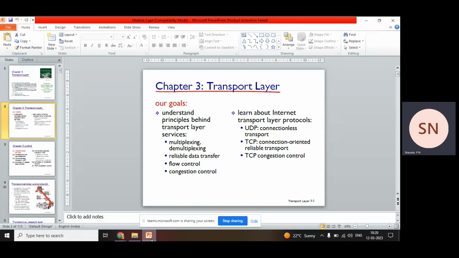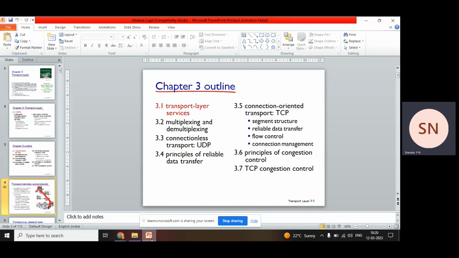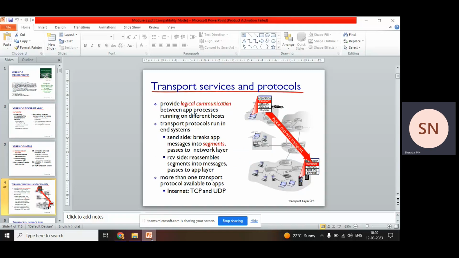The services include multiplexing, demultiplexing, reliable data transfer, flow control, and congestion control. The protocols used are UDP and TCP, connectionless as well as connection-oriented reliable protocols. As I told, it provides logical communication between the application processes running on different hosts. On the sender side, see, this side is the sender.